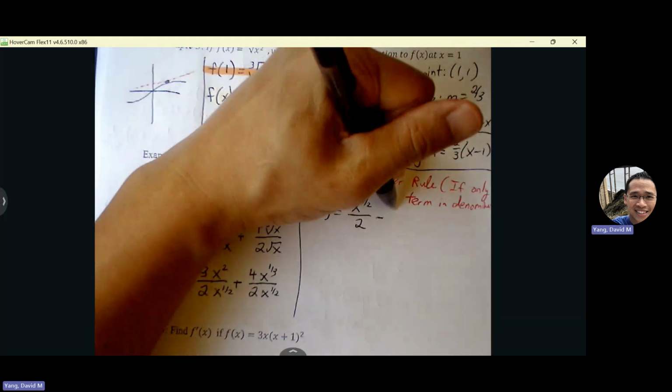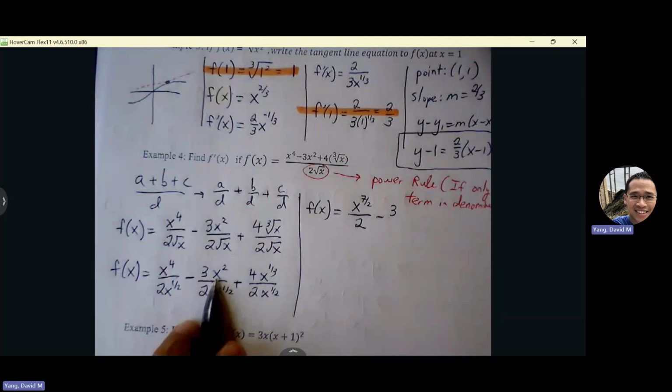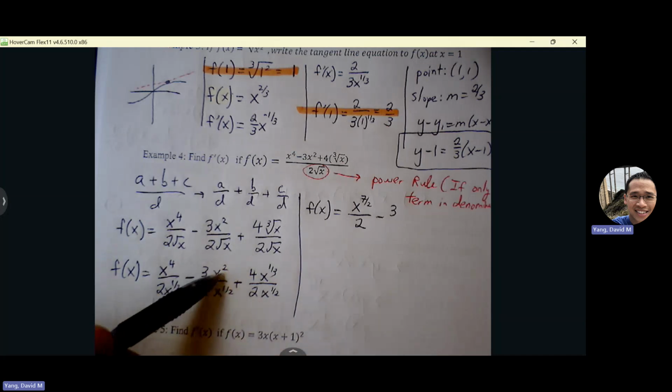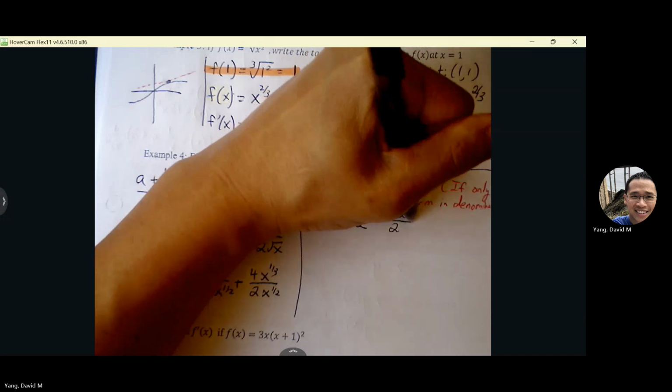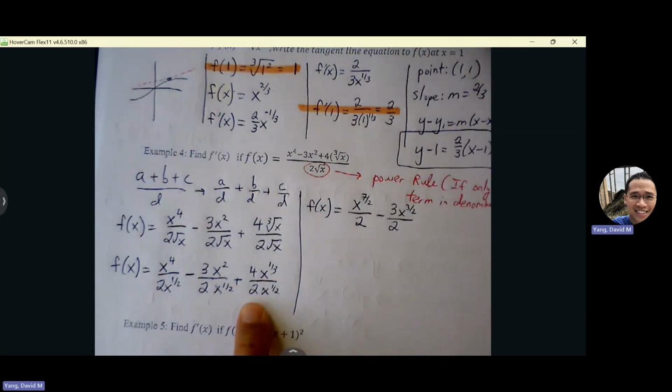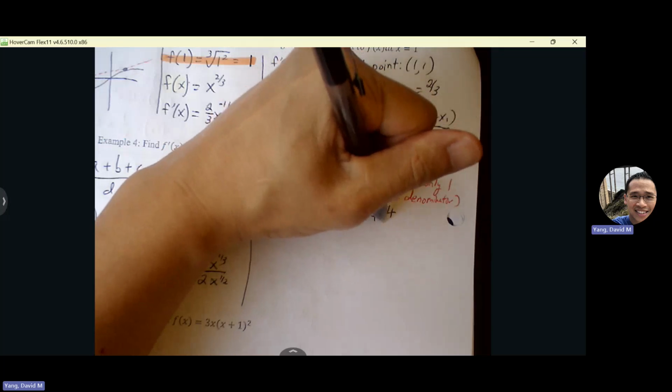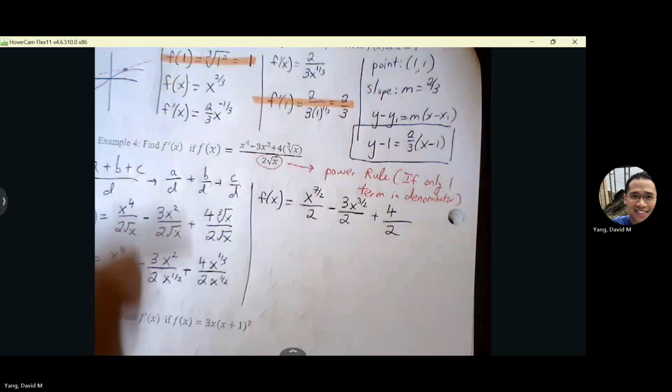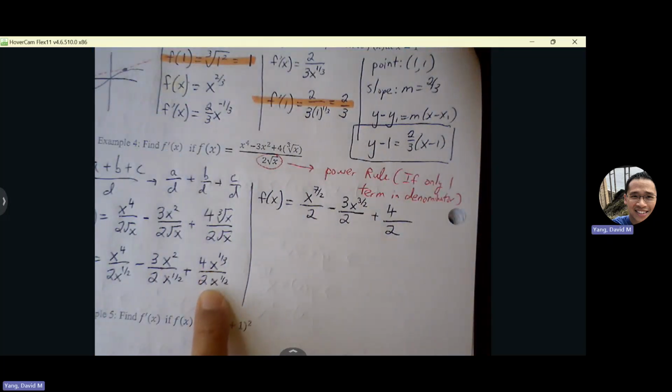Okay. Minus 3 over 2, x squared over x to the 1/2, is the same thing as merging them by subtracting exponents. 2 minus 1/2 is the same thing as 4 over 2 minus 1 over 2, which is 3 over 2. And then plus 4 over 2. And then x to the 1/3 minus x to the 1/2.